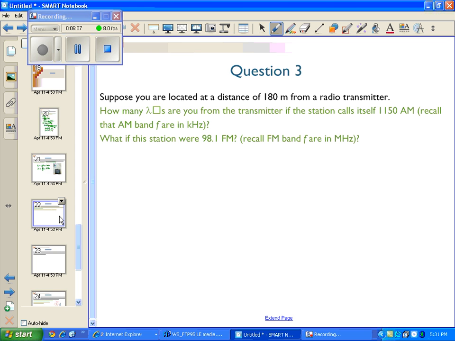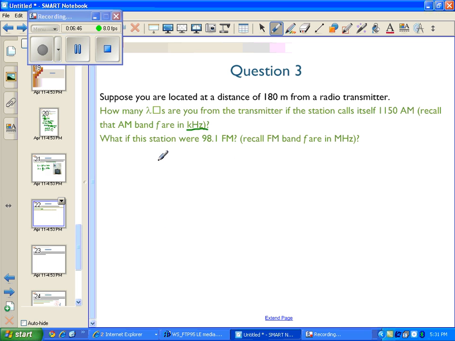Next question. We are told that we are located 180 meters from a radio transmitter, in other words, from an antenna. And if the radio station which is transmitting the wave calls itself 1150 AM, where AM is in the kilohertz frequency range, the question is, how many wavelengths are we away from the radio station? So how many wavelengths are in 180 meters?